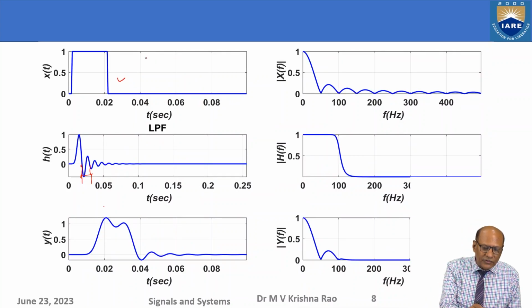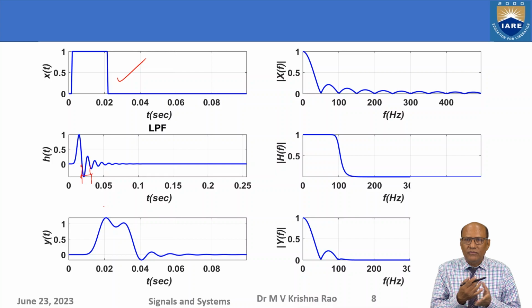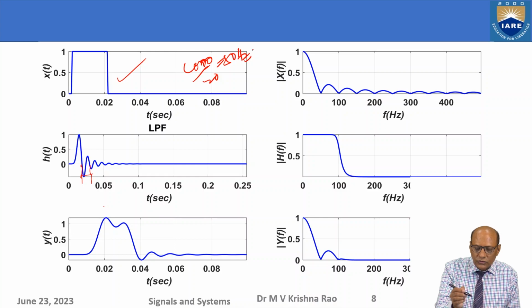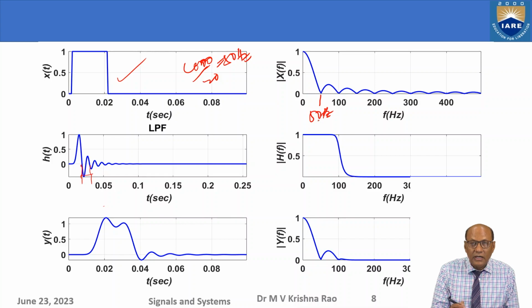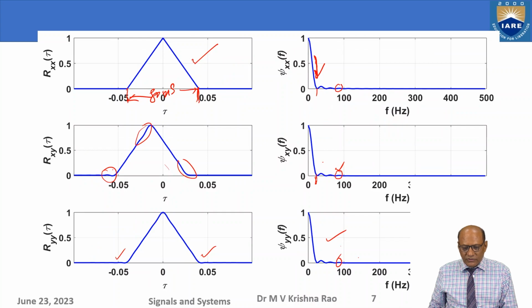Now I have reduced the rectangular waveform pulse width to 20 milliseconds, half of this one. So what happens? 1000 divided by 20 milliseconds is nothing but 50 Hz. So exactly the first null is at 50 Hz now. Earlier it was at 25 Hz. Now all nulls happen at harmonics of 50 Hz: 100, 150, 200, 250, like that.